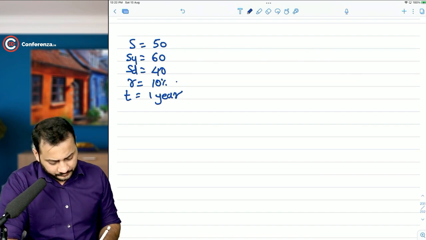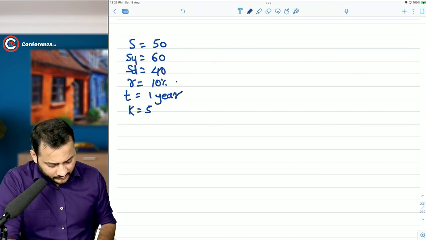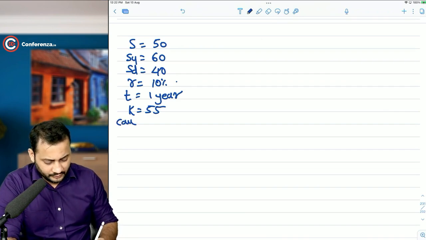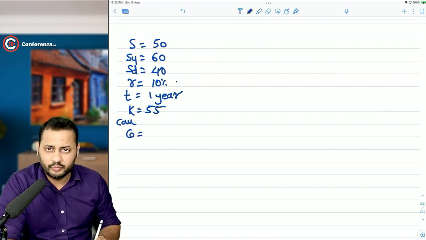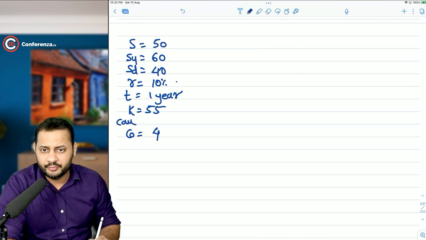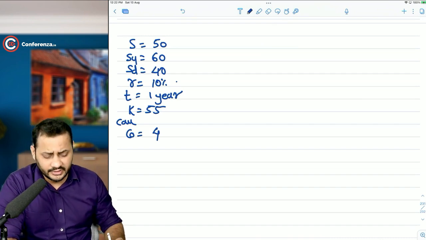There is one call option also available at a strike price of 55. You will have to pay the premium for that. Obviously, if you want to buy the call option, you will be paying the premium. Let's say the premium is 4 rupees. So this data is given to you.